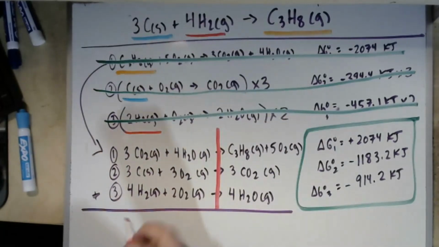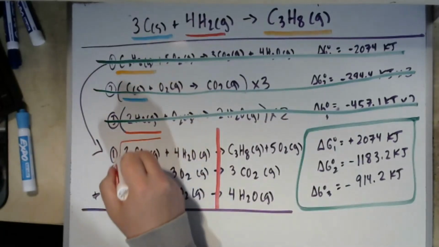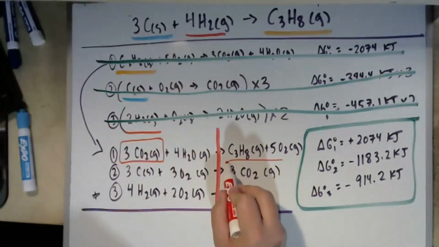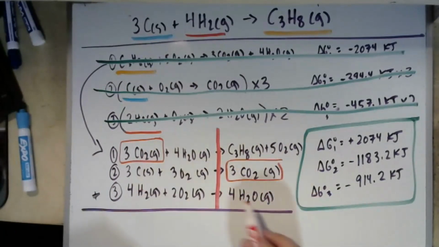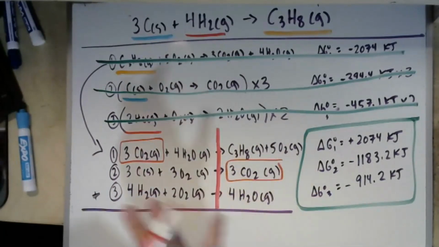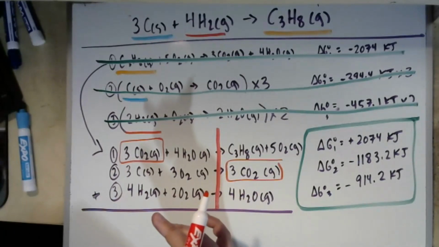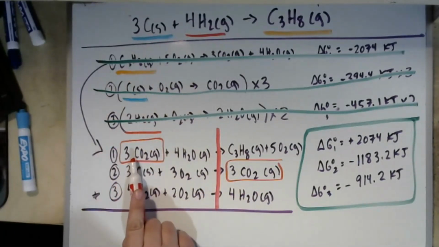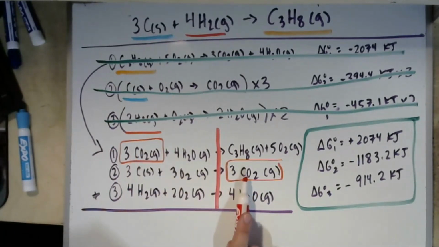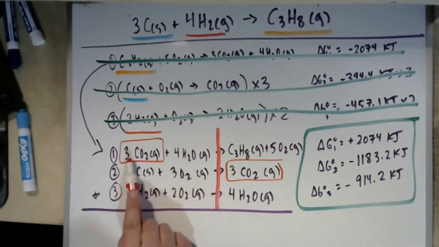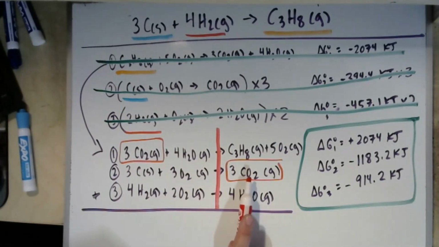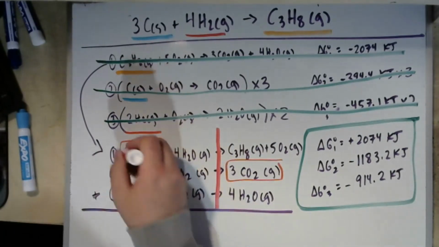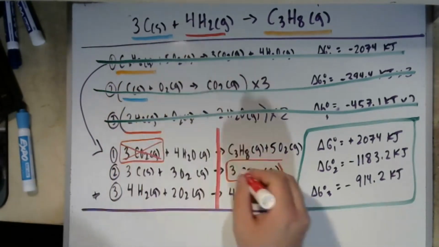Any species in one of these reactions that is the same species on opposite sides of the arrows cancels out, and it cancels out in a 1-to-1 ratio. So if I had 1 carbon dioxide here and 3 carbon dioxides here, this one would cancel out and I would have 2 left. But in this case, I have 3 on both sides, so all of the carbon dioxides are going to cancel out.